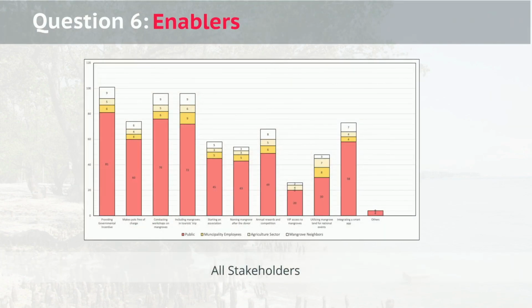And when asked about enablers, governmental incentive was selected by 62% of the total participants, while including mangrove visits as part of a tourist plan was favored by 60% of the agriculture sector and 75% of the municipality employees. Their selection can influence future accessibility to mangroves, especially in Dubai. It is interesting to note that 45% of the participants selected providing pots for free, which informs the need for allocating a low price for the pot.